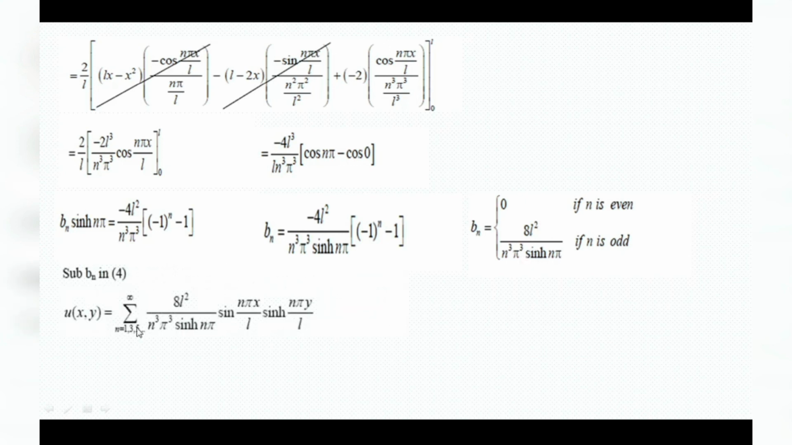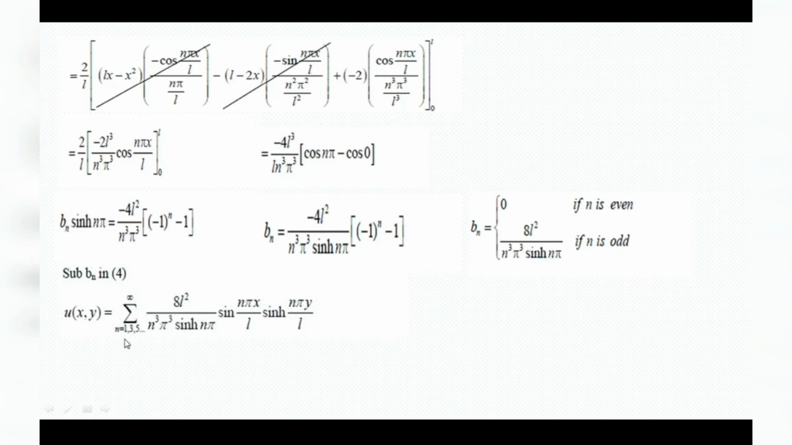So, when you substitute n equal to 1 here, we will get minus 2, and therefore you will get 8L squared by n cube pi cube sinh n pi. So this is true for all odd values. Similarly, when you take an even value, for example n equal to 2, you will get this as plus 1 and this is minus 1, so that will give us 0, and this is true for any even values. Therefore, we have Bn as 8L squared divided by n cube pi cube into sinh n pi, and this is for the summation n equal to 1, 3, 5 and so on to infinity.